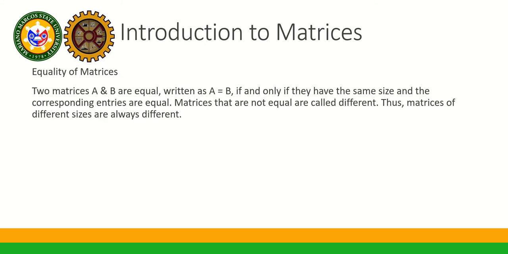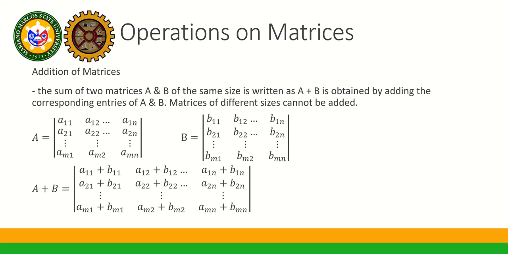Now, equality of matrices. Two matrices A and B are equal, written as A is equal to B, if and only if they have the same size and the corresponding entries are equal. Okay? And matrices that are not equal are called different. Thus, matrices of different sizes are always different. So, we cannot say na 2 by 3 is equal to 3 by 2. That is not equal. Kasi dapat yung corresponding entries nila is equal din. And they don't have the same size.